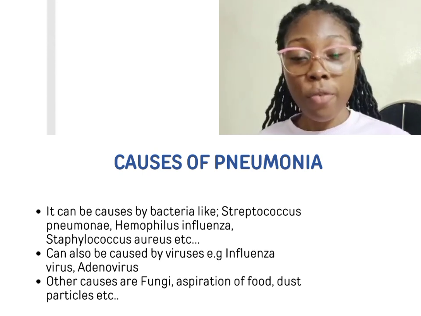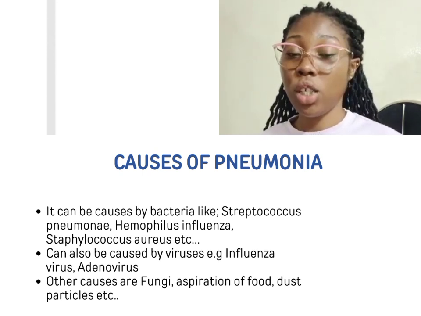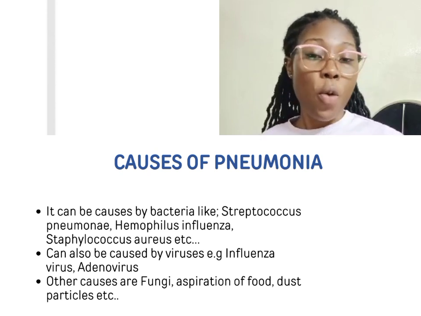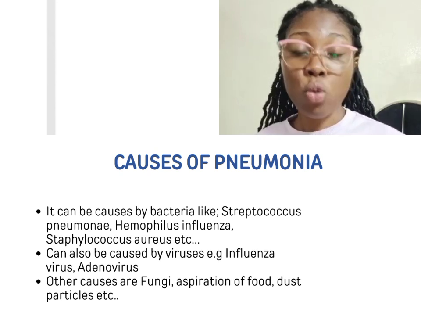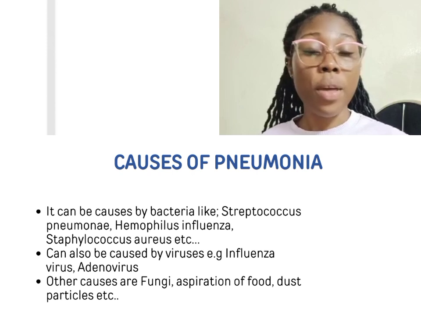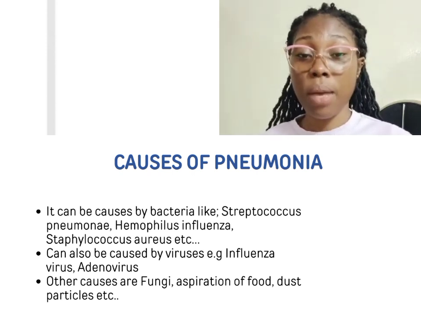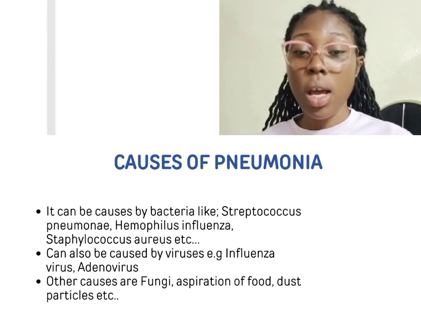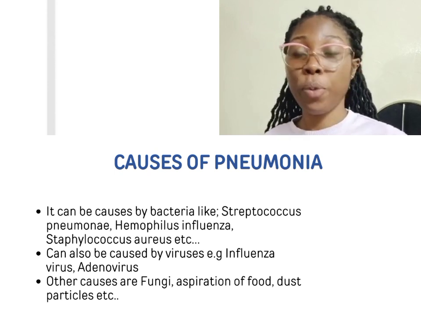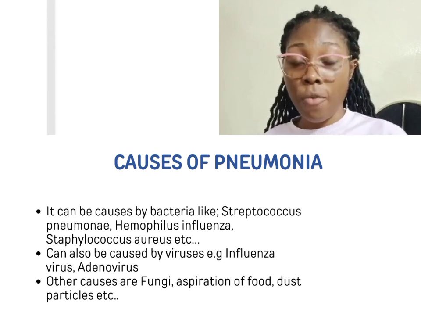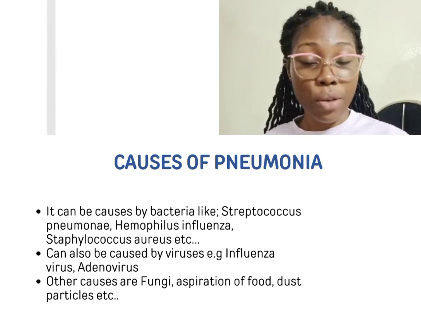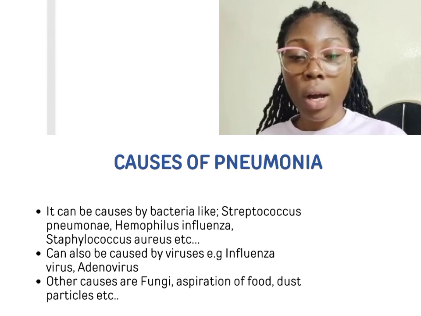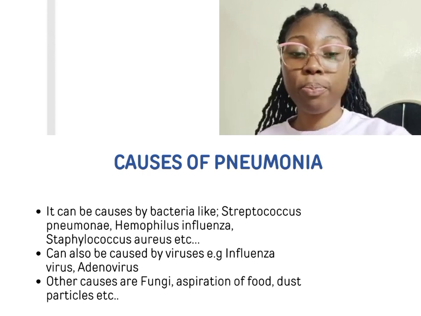For bacterial infections, we have different species of bacteria which can cause pneumonia. Some of them are Streptococcus pneumoniae, Haemophilus influenzae, which can be prevented by the Haemophilus vaccine, and Staphylococcus aureus. For the viruses, we have the influenza virus and the adenovirus, and we have some other species of fungi which can cause pneumonia.